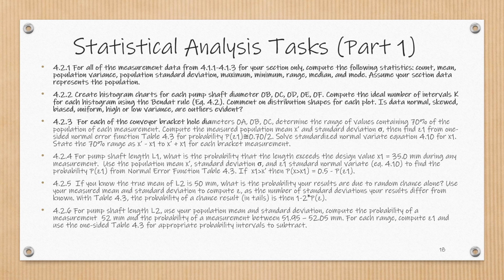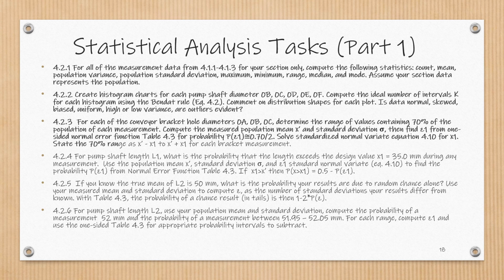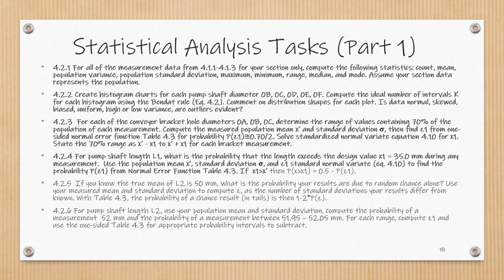And then we'll look at the conveyor bracket data, and we'll try to determine the range of values containing 70% of the population of measurements. We'll use the population mean and standard deviation and use the one-sided normal error function to compute Z1 and get a probability. For the pump shaft measurement L1, we'll also find the probability that the length exceeds a design value of 35.0 millimeters during any measurement. Again, we'll use the population mean and standard deviation and a Z-score using the normal error function.